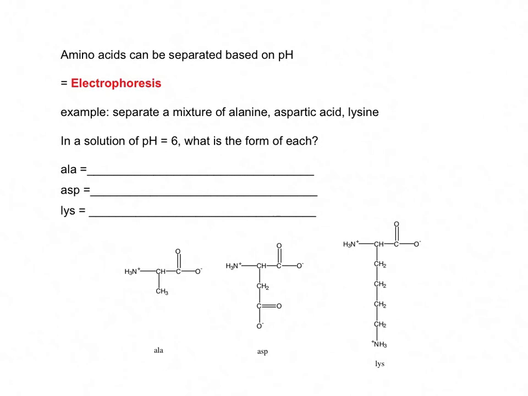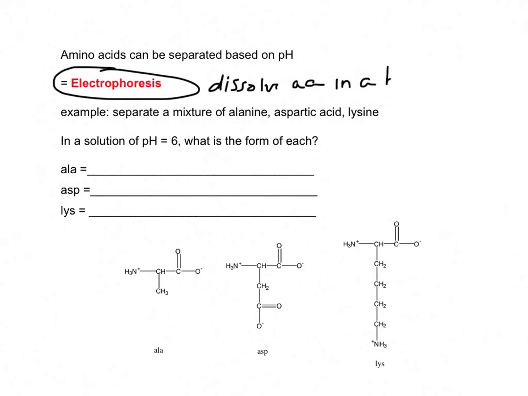Okay, so since these amino acids at different pHs have different forms, you can use that to separate them based essentially on their charge. And that process is called electrophoresis. With electrophoresis, what you do is dissolve the amino acid, we'll just call it AA, in a buffer solution. So it has a set pH.